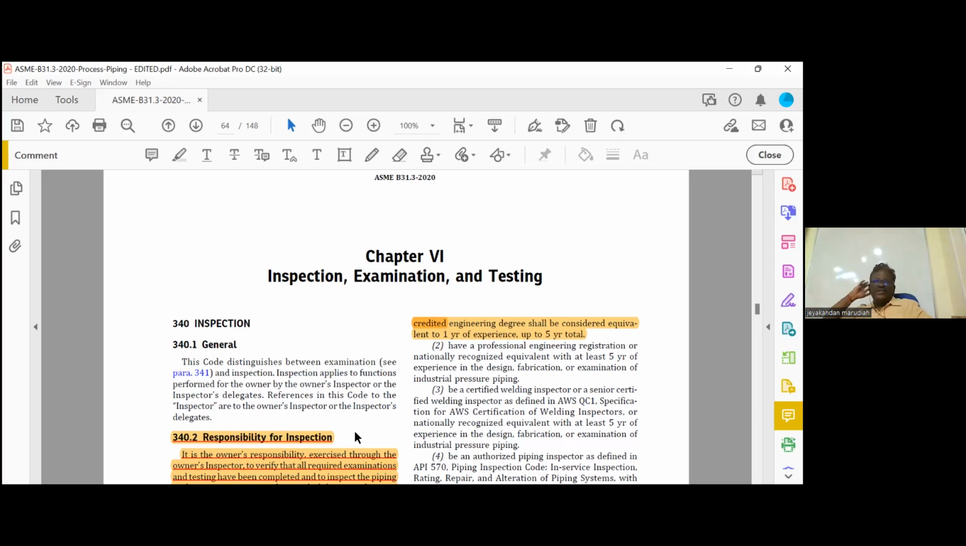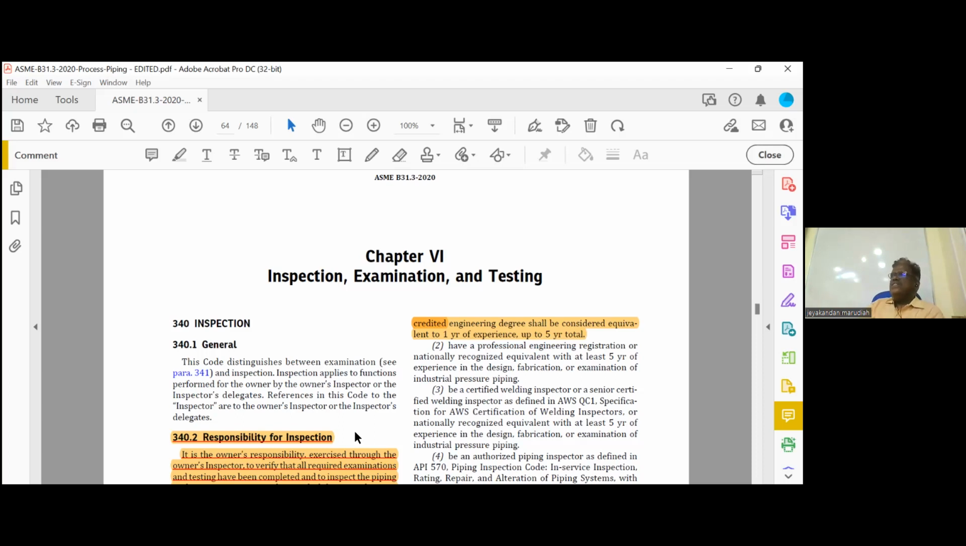Inspection means inspection conducted by the owner inspector. So what is the qualification required for the owner inspectors? Owner means client. He should have 10 years experience in the inspection of piping. If you have any of the qualifications like engineering degree or AWS CWI or API 570, 5 years can be reduced from the experience. So any one of these degrees plus 5 years. That is the requirement.